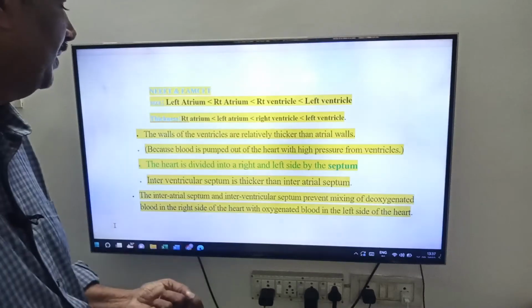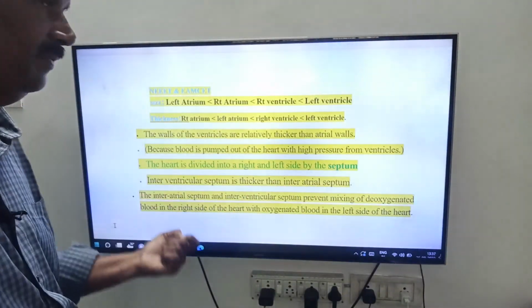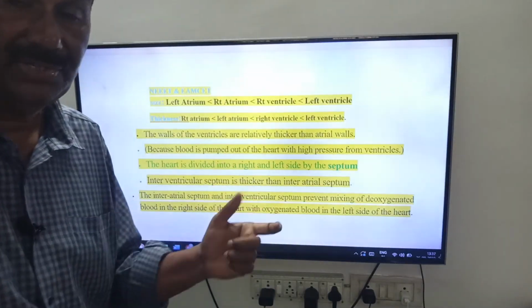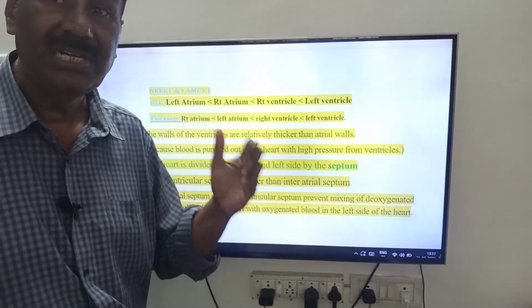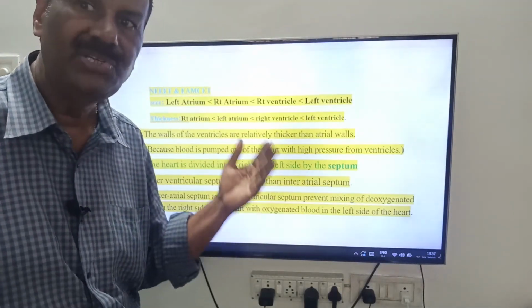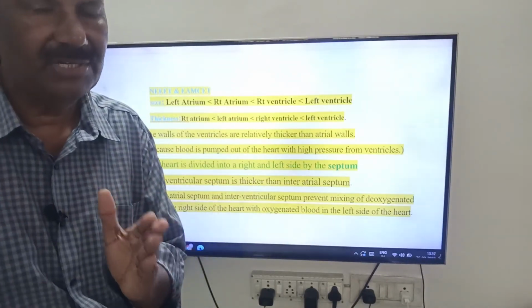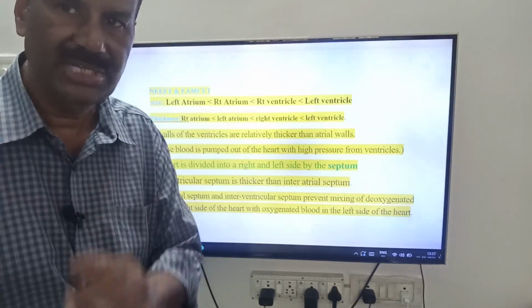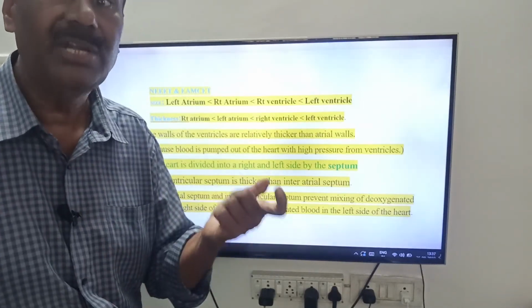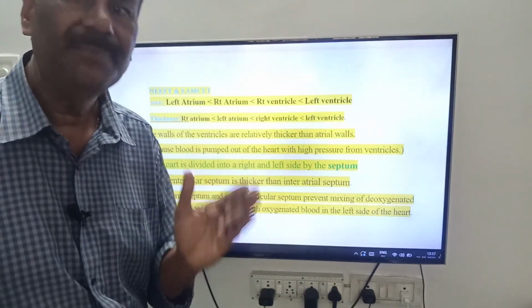The interatrial septum and interventricular septum prevent mixing of deoxygenated blood in the right side of the heart with oxygenated blood in the left side of the heart. Friends, you know it. The right side of the heart has deoxygenated blood: the right atrium and right ventricle. Important friends: the left side, the left atrium and left ventricle, has oxygenated blood. So the interatrial and interventricular septa separate the pure and impure bloods, friends.